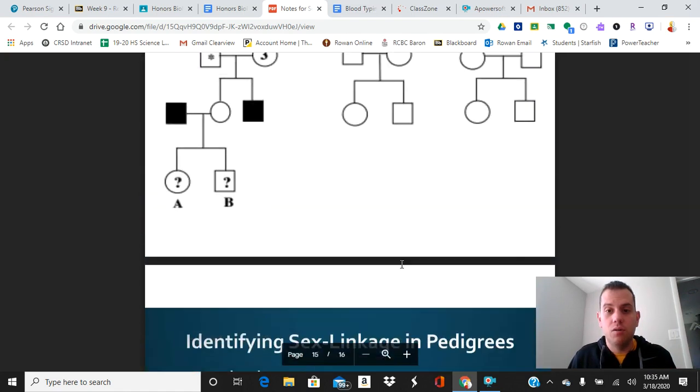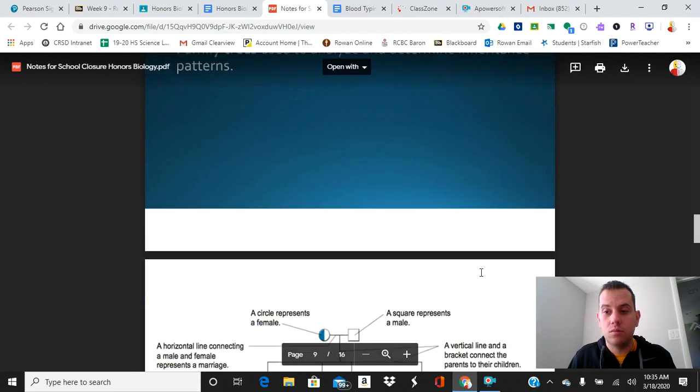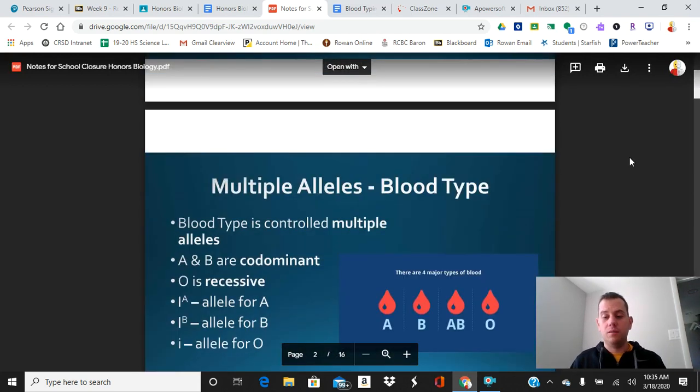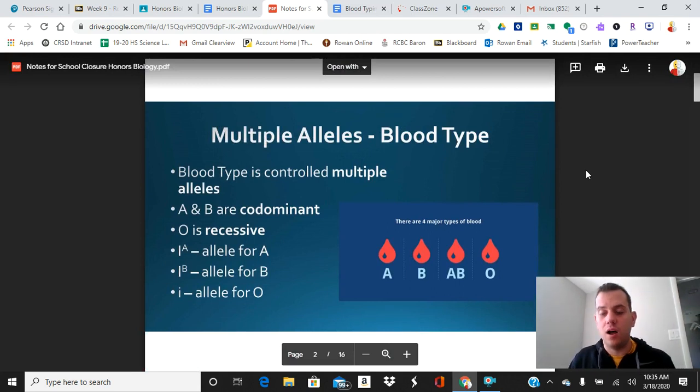Okay, so again, this is what we're looking at this week. Next week, I'll go into the basics of dihybrid crosses in the first part of the week.